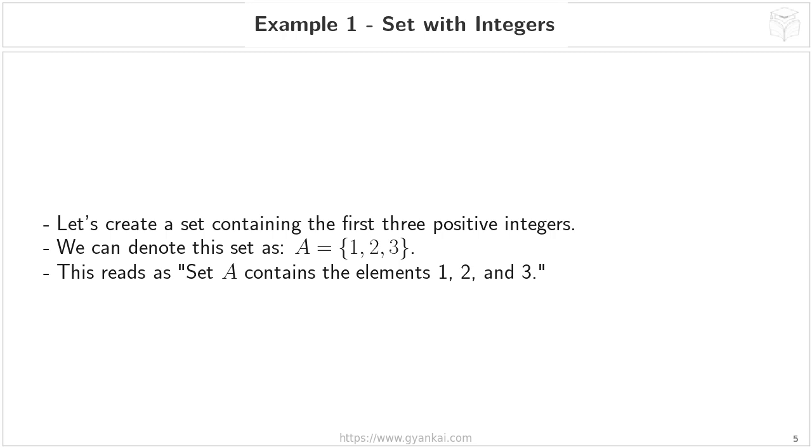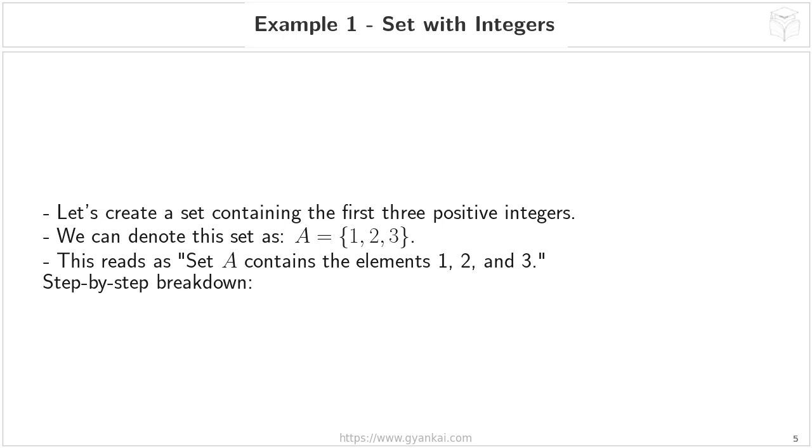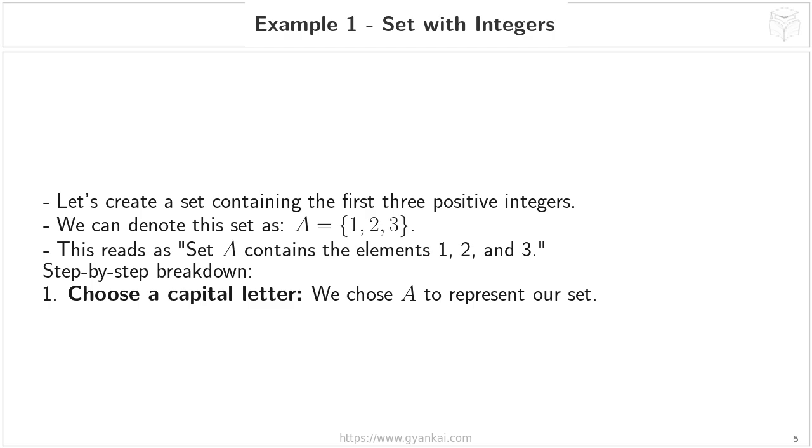Now let's break down how we built this set, step by step. First, we chose a capital letter. In this case, we chose A to be the name of our set. It could have been B, C, or any other capital letter, but A is convenient for our example. Second, we opened the curly braces. These braces are what visually tell us that we're defining a set.